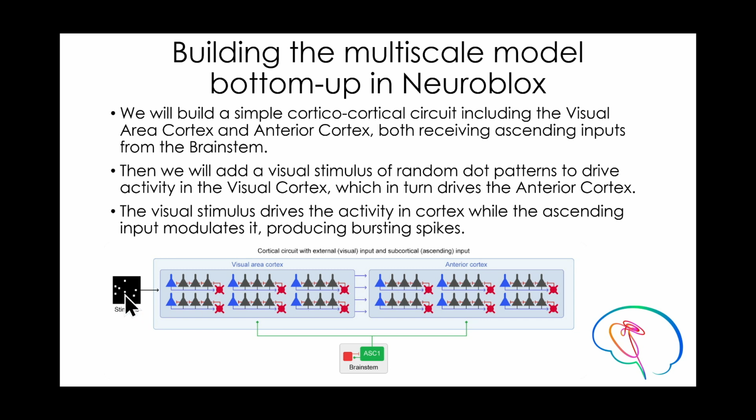Of course, there's going to be an image stimulus connecting to the visual cortex. And finally, there is the brainstem. This is the ascending system input that actually connects on to both cortices and modulates their activity.